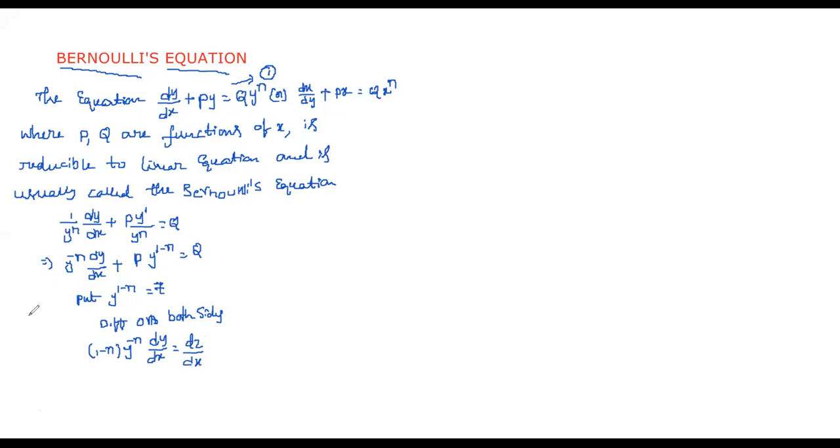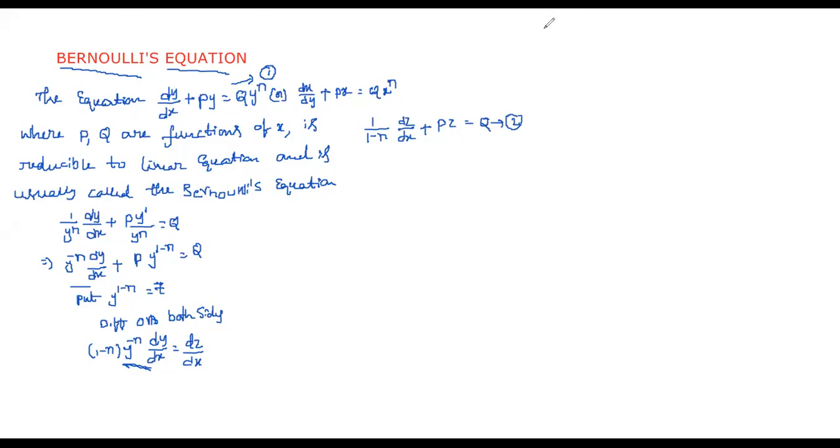Now you can substitute this here. After substituting, what do we get? Here we have y power minus n dy by dx, and in place of this we substitute 1 by 1 minus n into dz by dx, plus p into y power 1 minus n, which is z, is equal to q. So this is a linear equation, or Leibniz's equation, and you need to find the solution as in the previous method, but there it is in terms of y and here it is in terms of z. So you need to convert non-linear into linear.